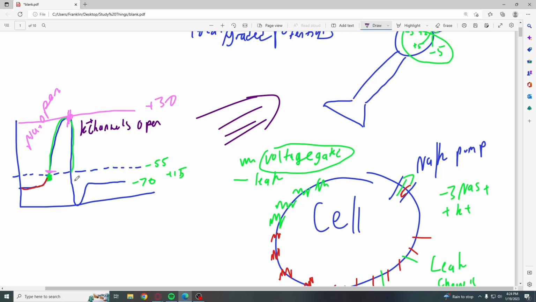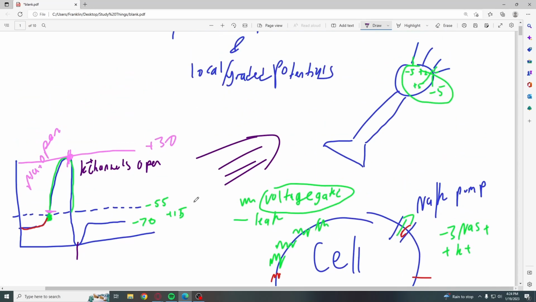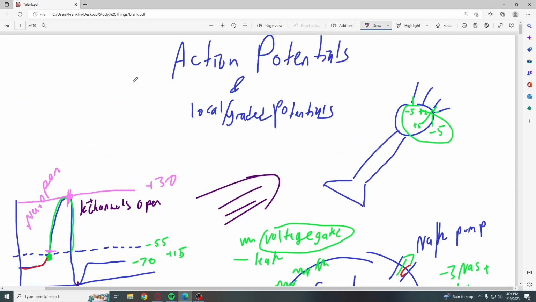So it's going all the way down to here, and this is the point where you're under the resting potential, and now you have to get back to the normal resting potential, which will just be from homeostasis, or from the NaK pump. So this is the action potential.